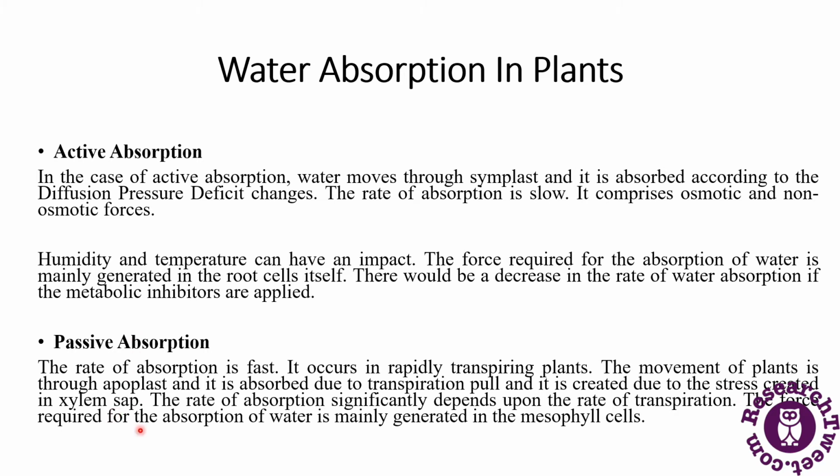So the first difference is that active absorption is slow and passive absorption is fast. The second difference is that passive absorption occurs rapidly in transpiring plants, whereas in active absorption the water moves through the symplast and depends on diffusion pressure deficit changes. In passive absorption it occurs in the apoplast and is absorbed due to the transpirational pull, which is created by the tension in the xylem sap. So these are some of the main differences.